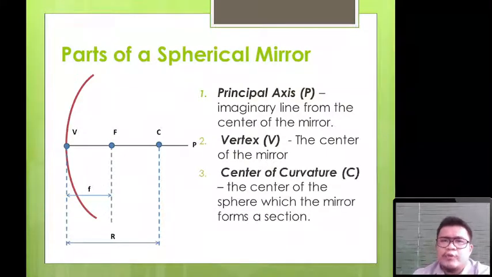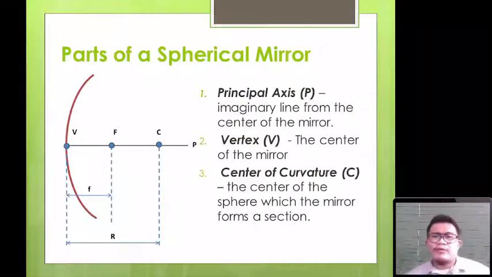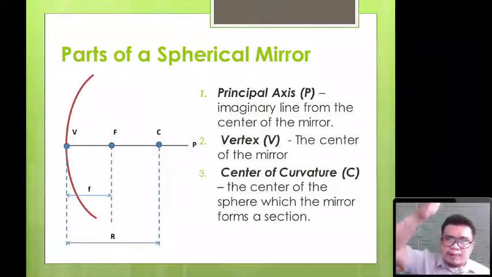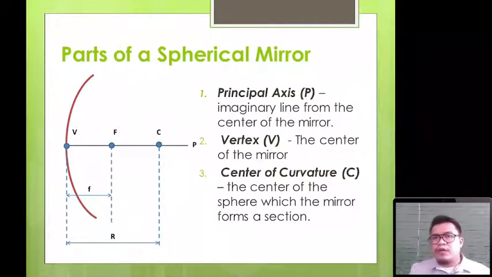And of course, when we speak of center of curvature, that is the center of the sphere of which the mirror forms a section. So how to understand this? I told you a while ago that when we cut a portion of that circle, that is our spherical mirror. Assuming that the circle is still complete, the center of curvature is actually the center of that circle, where we cut the section of our mirror. Okay? If you still don't get that, just rewind this video.